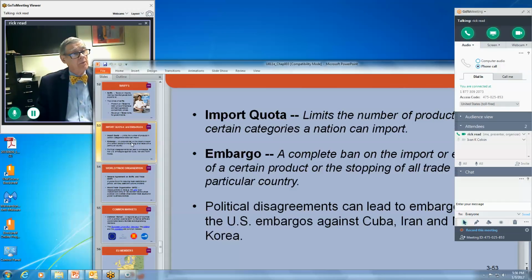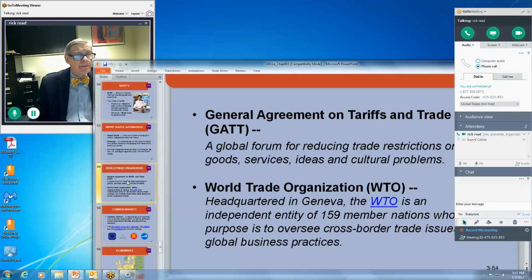We had a complete embargo on Cuban products for a number of years. As you know, the president has attempted to normalize relations with Cuba, but the Congress is still imposing the embargo restrictions. The General Agreement on Tariffs and Trade is something we don't have any longer, but it tried to reduce trade restrictions on goods and services and promote the free flow of goods and services.